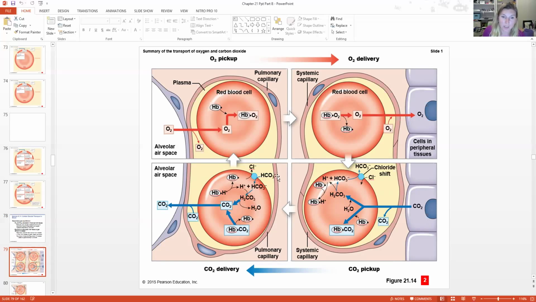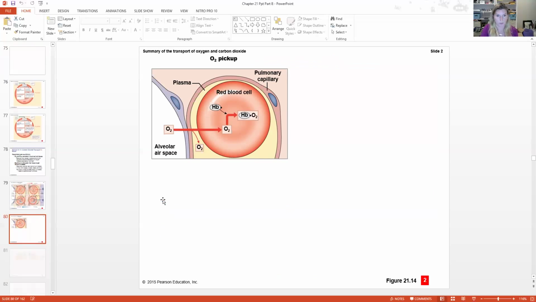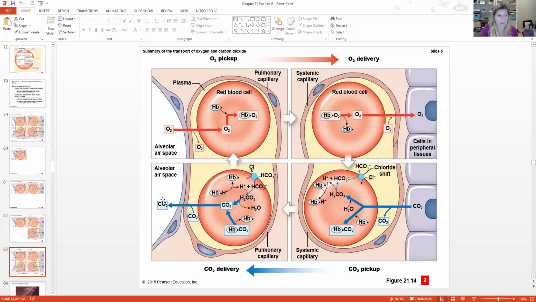So that bicarbonate comes back into the cell, chloride shifts back out into the blood. Bicarbonate and our hydrogen ion are going to form carbonic acid, which will break apart into water and carbon dioxide. The carbon dioxide is then released into the blood. Carbamine hemoglobin dissociates, carbon dioxide is released not into the blood, into the alveoli. That dissolved carbon dioxide that's in our blood is going to be released back into our alveoli. So all of those reactions are reversible. Here they are in a step-by-step process.